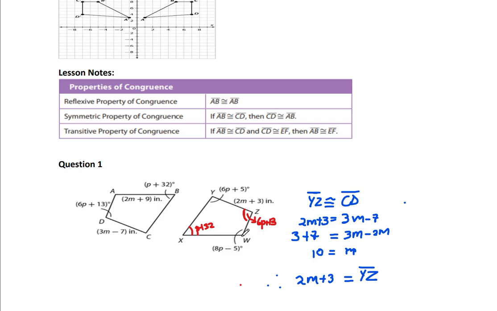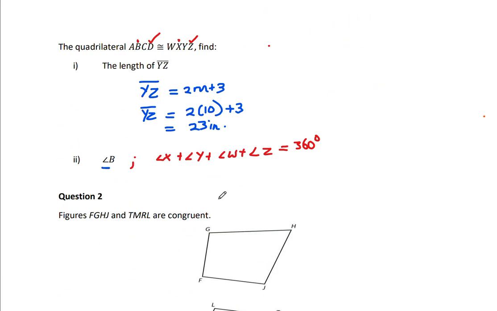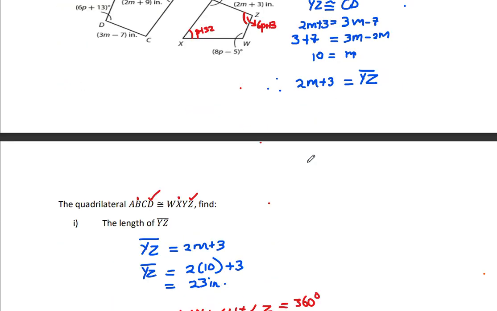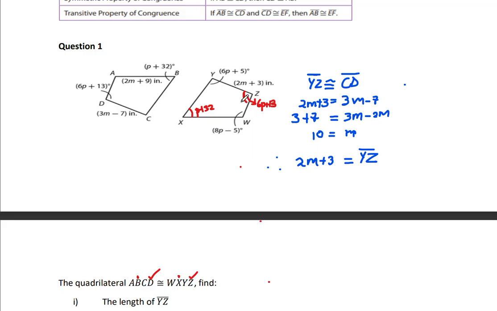Now, let us recall a very important fact, which is that the total interior angles in any quadrilateral, that is angle X, angle Y, angle Z, and angle W, must add to 360 degrees. With that in mind, it means that angle X plus angle Y plus angle W plus angle Z should add to 360 degrees. So using this statement, we're going to solve for the only unknown that we will have, which is P.